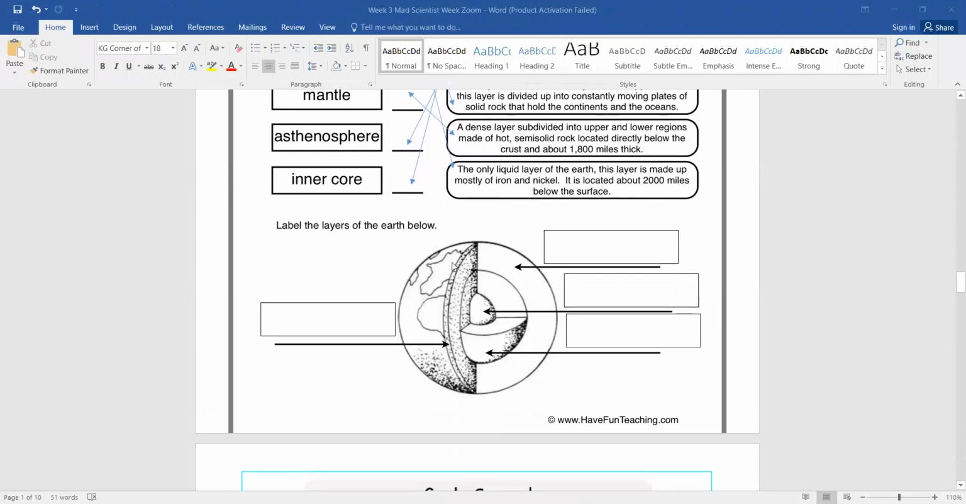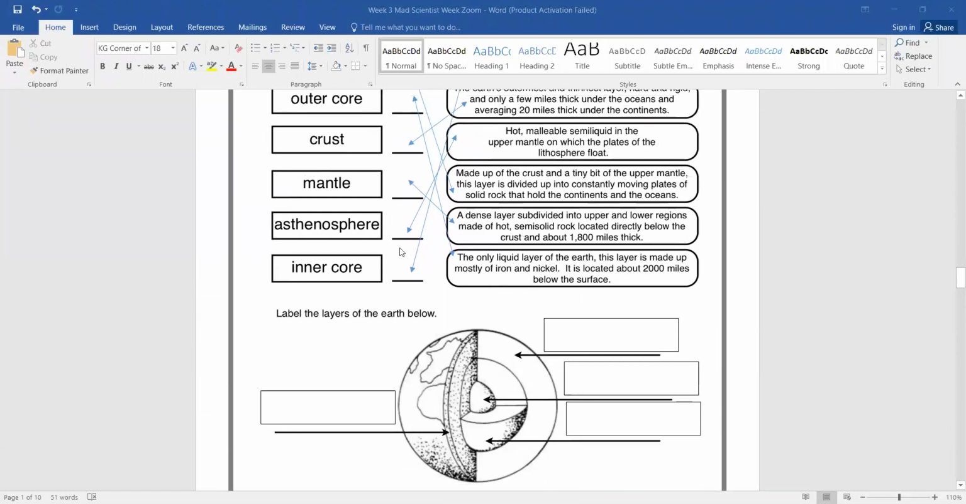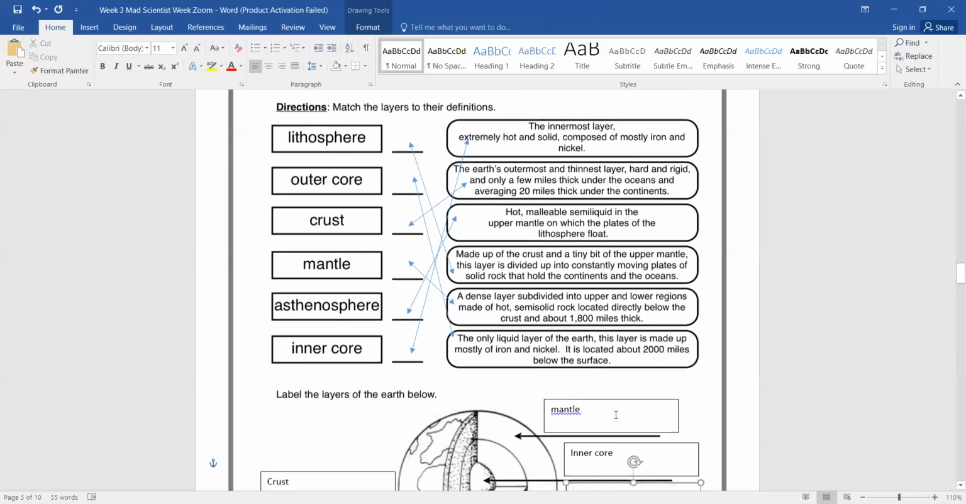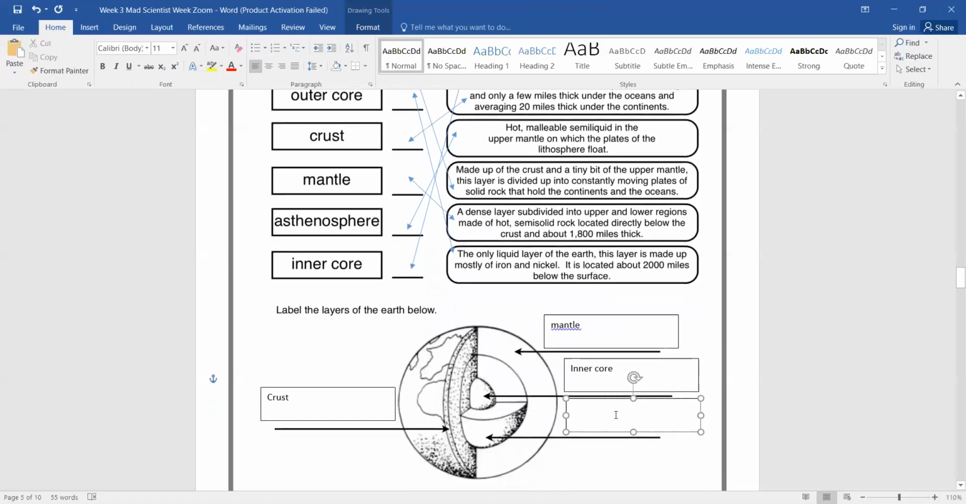Okay, so now we have to label the layers of the earth. We'll start here, which is the crust, the top outermost part. Then we have this part right here, which is the mantle. Then we have this part right here, which is the inner core. And this part right here, which is the outer core.